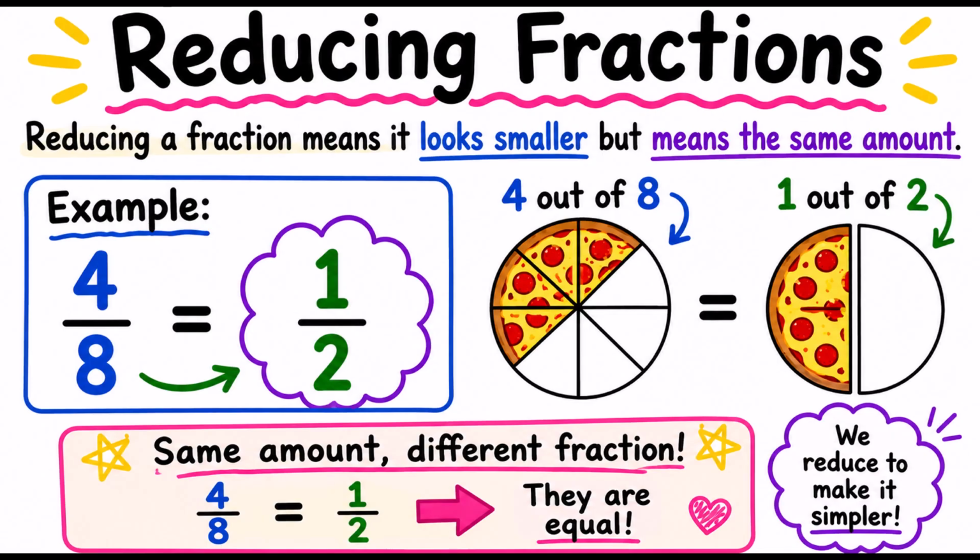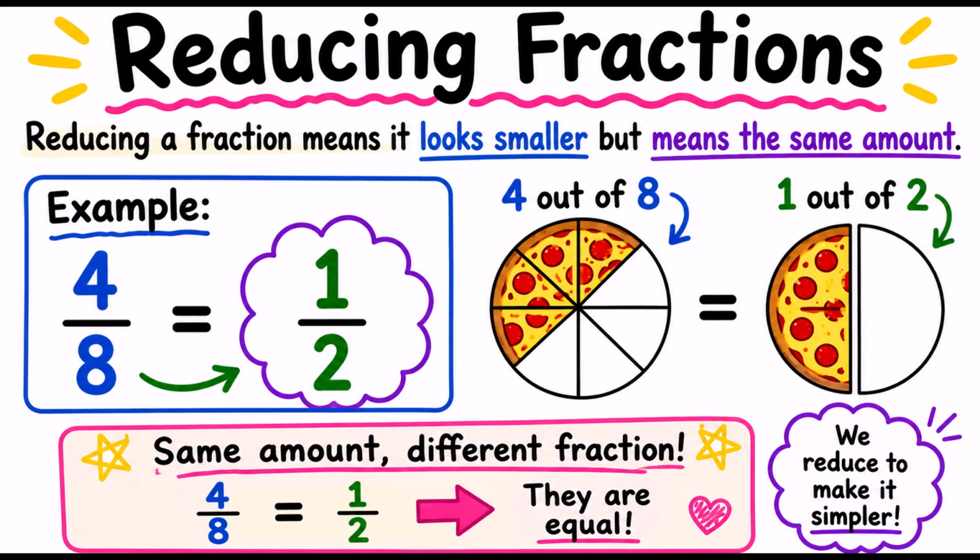So look at the example 4/8. This means 4 out of 8 equal parts are shaded. Now we can simplify it. Both 4 and 8 can be divided by 4. So 4 divided by 4 gives us 1, and 8 divided by 4 gives us 2. Again, 4 times 1 is 4, and 4 times 2 is 8. So it's the same amount, but different fractions. That means that they're equal.